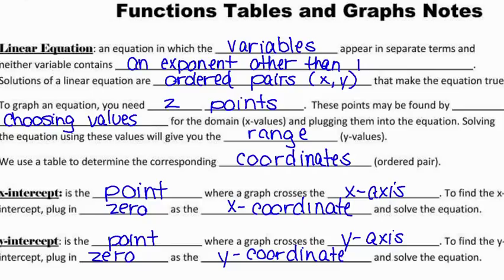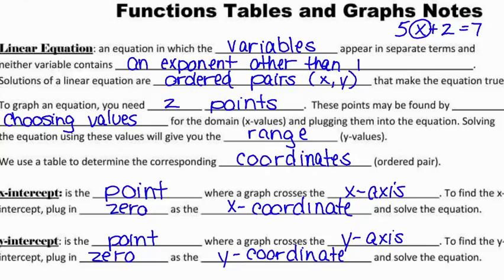So our first word is a linear equation, and that's an equation in which the variables appear in separate terms and neither variable contains an exponent other than 1. So it's an equation where I can plug in solutions of x and y to make the equation true. Just like when we were solving an equation with our equations unit, we had x plus 2 equals 7. I could plug in a value for x, which we would know is 5, and 5 plus 2 is 7. So now instead of just having x, I also have a y that I can get out of it.